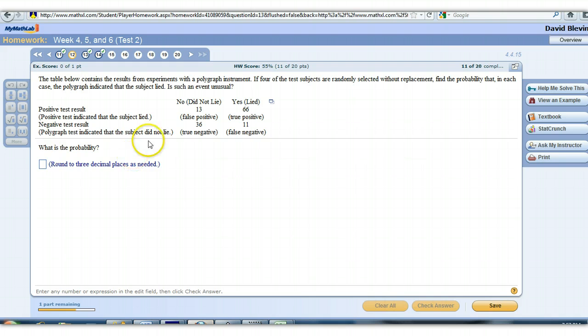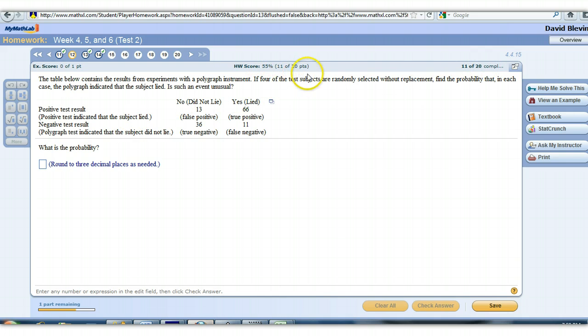So this is, did the subject lie or not? No, the subject did not lie. Yes, the subject lied. Okay. And then over here, this is the results of the polygraph test. So positive test results indicate the subject lied. A negative says the subject did not lie. So it's really important that we understand where these numbers are coming from, so we can actually even understand what the question is asking us.